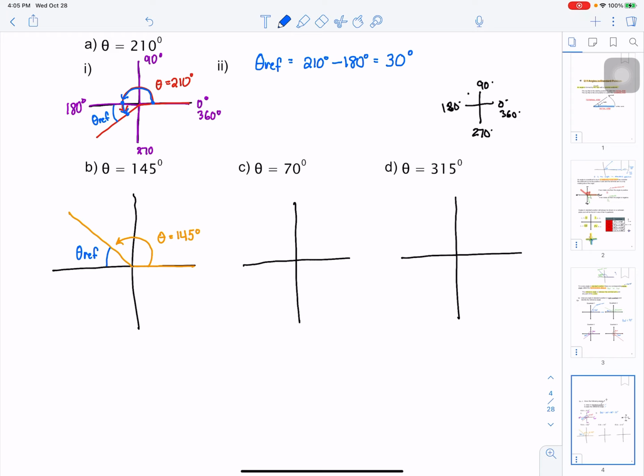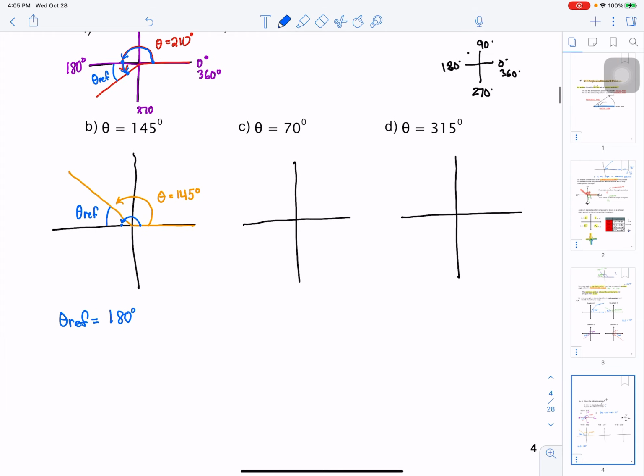Okay. Now I know if I go from this point all the way to this point, I've traveled 180 degrees. So my reference angle has to be that total distance, 180 degrees, but I want to minus off the 145, which gets me to that point. And then the leftover amount of that would give me my reference angle. So in this case, my reference angle is 35 degrees.